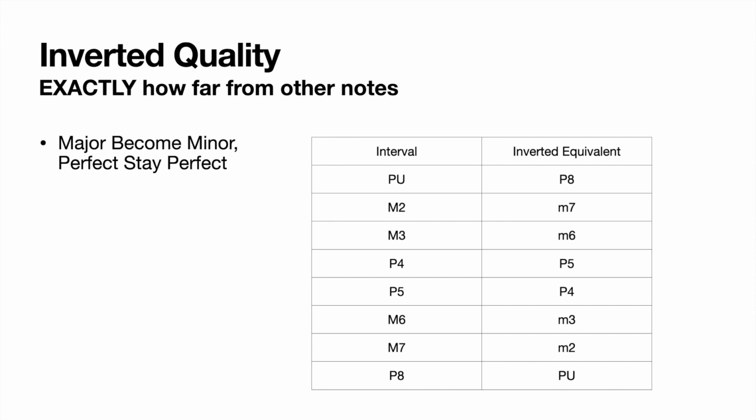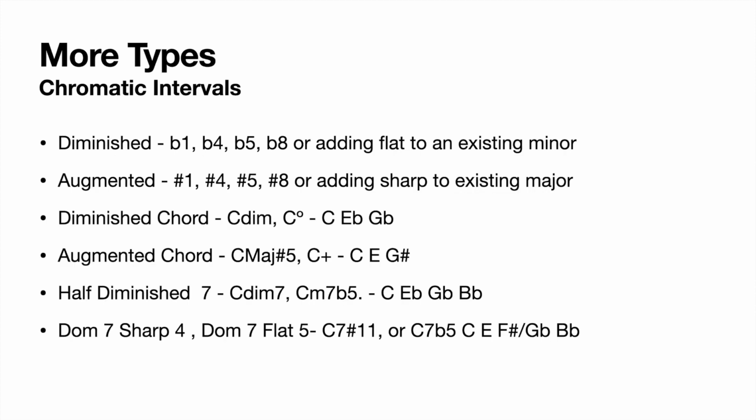So I made this little chart here. A perfect unison becomes a perfect octave. A major second becomes a minor seventh. A major third becomes a minor sixth. Perfect fourth becomes a perfect fifth. Perfect fifth becomes a perfect fourth. Major sixth becomes a minor third. Major seventh, minor second. Perfect octave becomes a perfect unison. Okay, I'm going to visualize these for you in a second here.